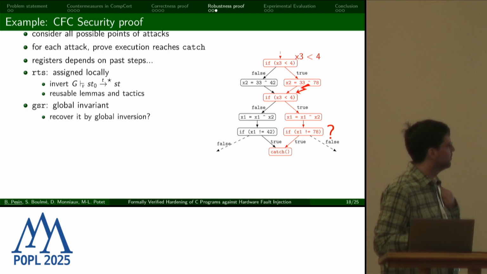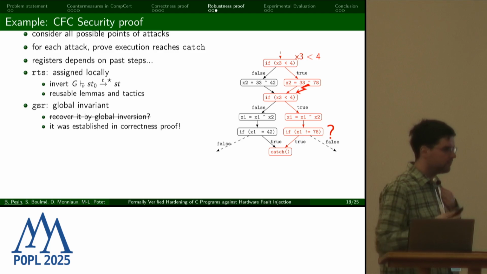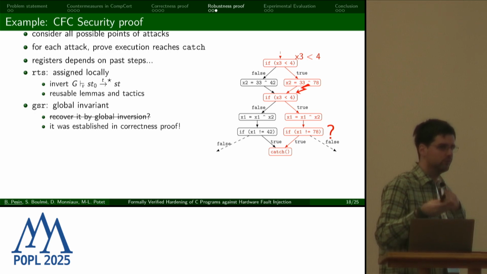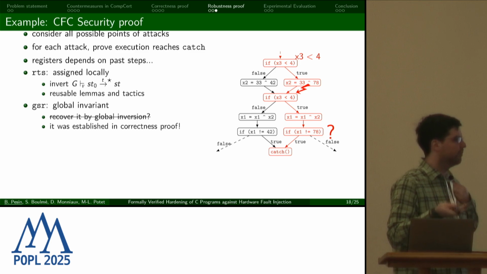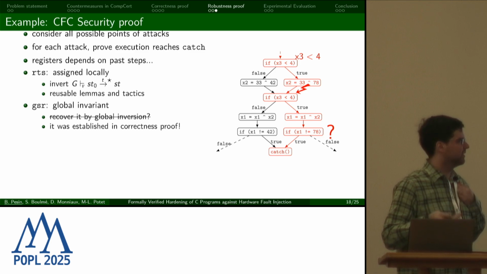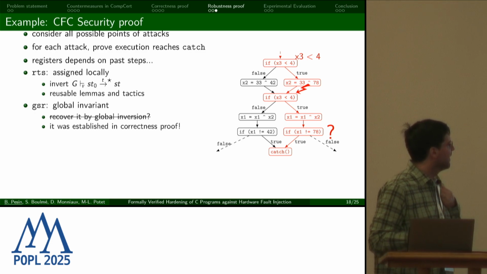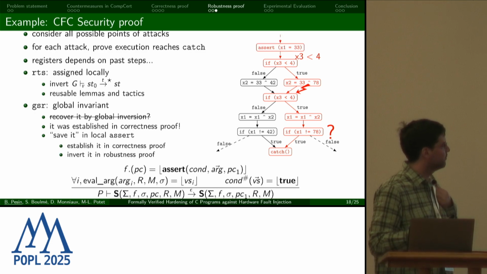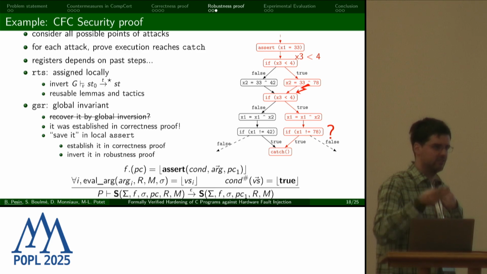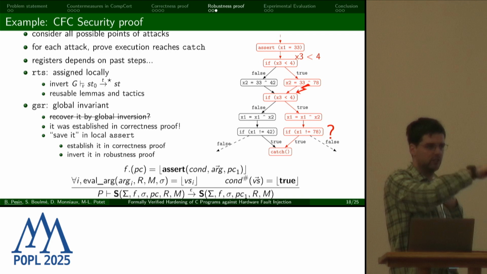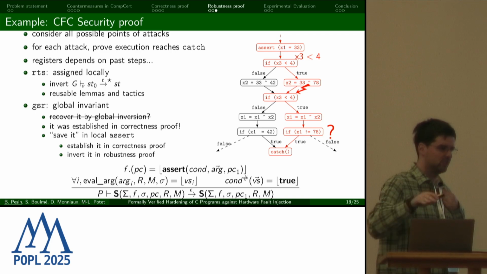Fortunately, if you remember, in the correctness proof, in the invariant, a few slides earlier, we had the property. We knew what the value of GSR was. It's always equal to the signature associated with the current program counter. And so to recover it, what we needed to do was to propagate the information from the correctness proof to the robustness proof. These are two separate proofs.